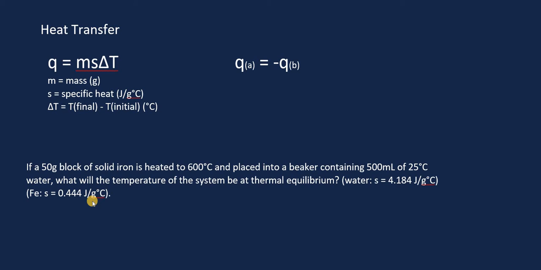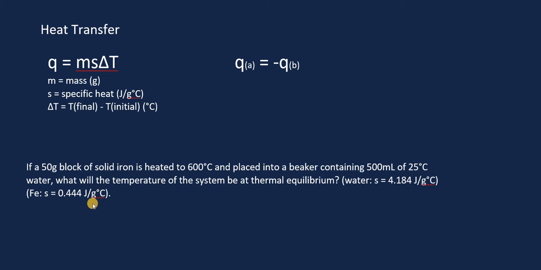In this video, I'll be discussing heat transfer. So heat transfer is going to occur when you have two different systems of different temperatures that are put together. And eventually they'll reach a state of thermal equilibrium where they are both the same temperature.